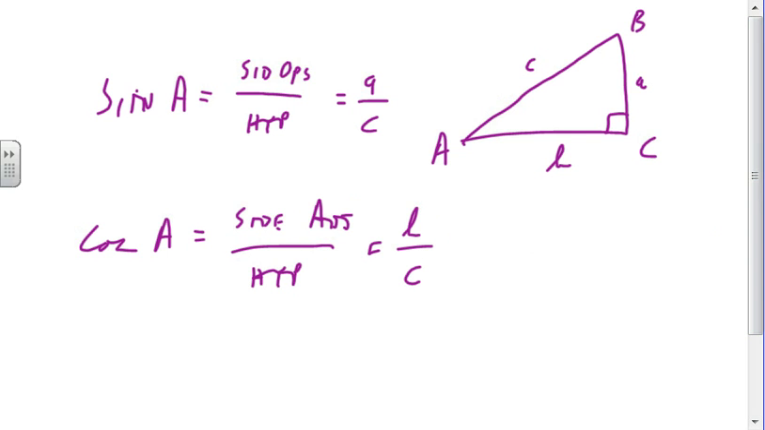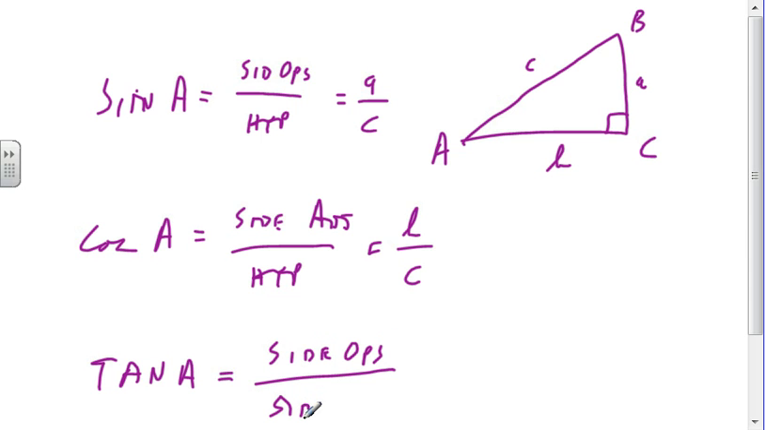And then we have tangent A, side opposite over side adjacent, A over B. Now, if I want the sine of B, then the side opposite would be B, and the hypotenuse would be C. So I'd have to call it something different.